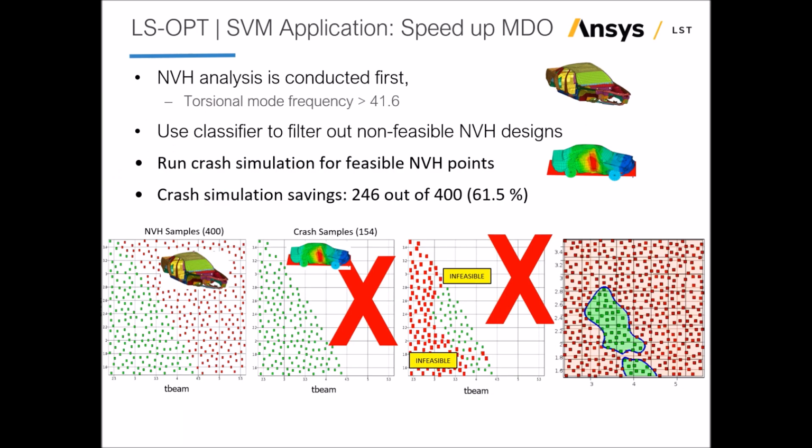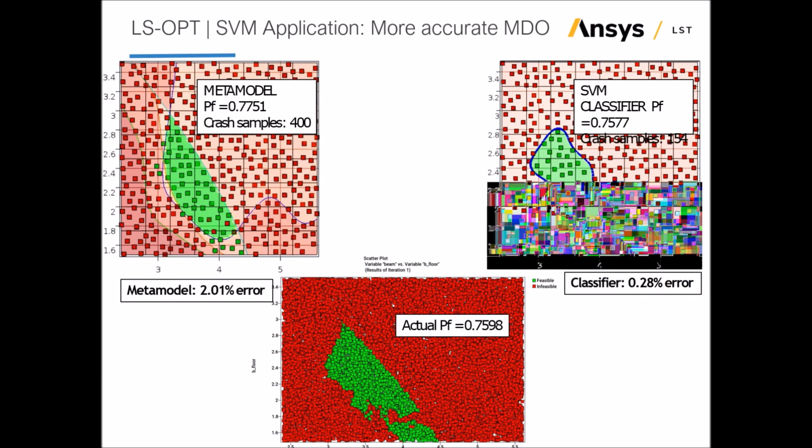Classification into pass and fail can help speed up multidisciplinary optimization. You can set it up to analyze the load cases that are quick to run first, which in this case is NVH. Then any designs that fail at the first hurdle don't go forward to the more time-consuming crash analysis. And because of the more complex classification boundary achieved by SVM, you can obtain a better optimization result.